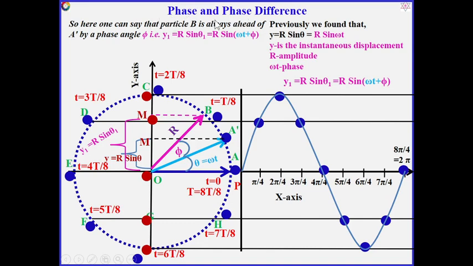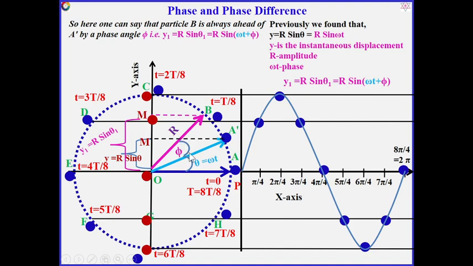What is the exact physical meaning of the phase difference? Here you can see, suppose two particles A dash and B dash. A dash is at an angle theta equal to omega t, and B is the particle which is at angle phi.